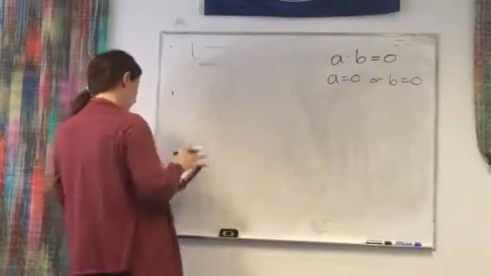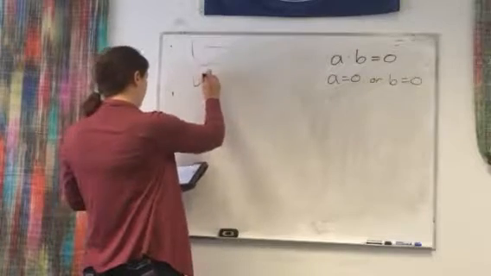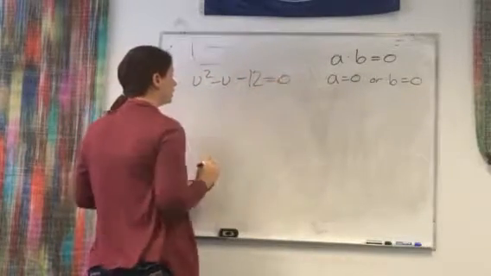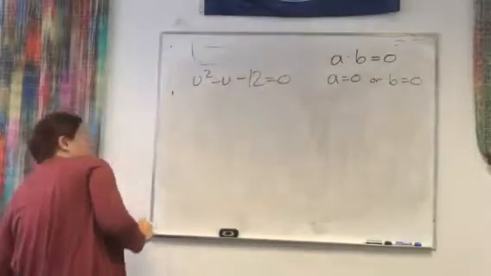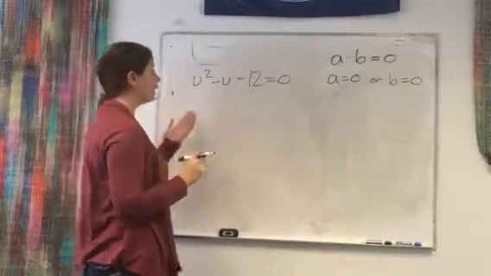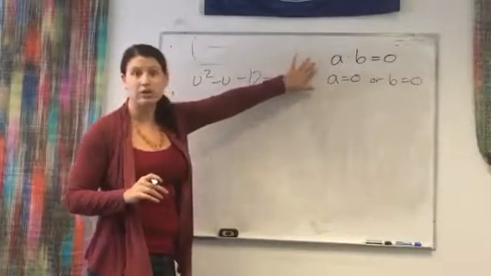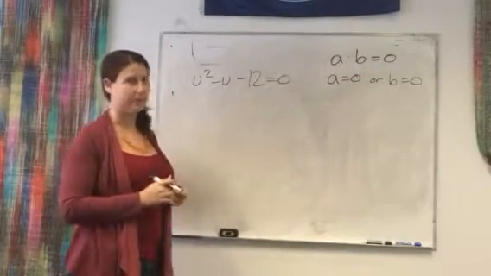is u squared minus u minus 12 is equal to 0. So with this setup, we know that we need to factor it, right? We want to get it into this multiplication kind of factored form setup.